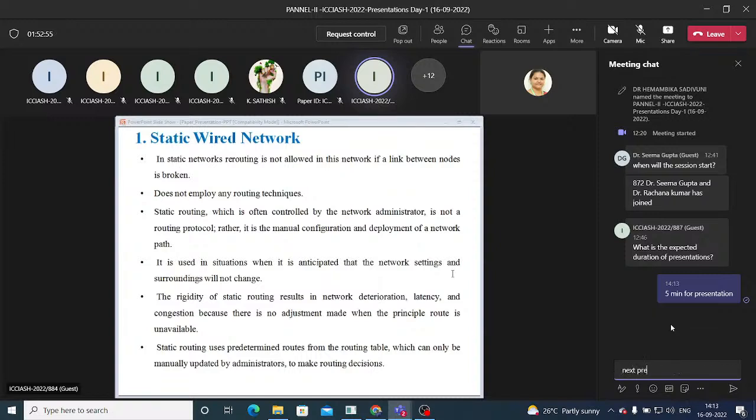So static networks are very basic networks which are not automatic, they are manual, whereas dynamic networks are automatic. Also, in a static network, whenever there is a link break between devices, rerouting is not possible. Whereas in a dynamic network, whenever there is a link break, rerouting is possible. So that is the major difference between a static network and a dynamic network.